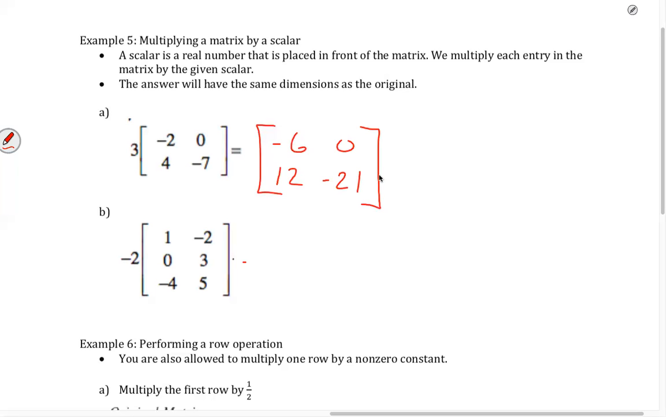Here, this would just be -2 times everything in there. So it'd be -2 times -2, that's going to be 4. -2 times 0 is 0. -2 times 3 is -6. -2 times -4 is 8. And -2 times 5 is -10. All right, straightforward, right? There's nothing fancy to that.